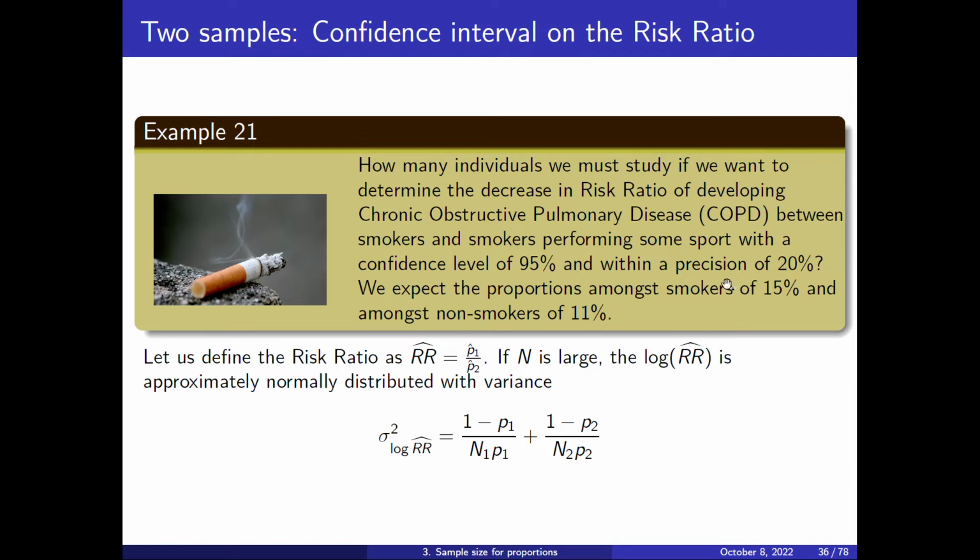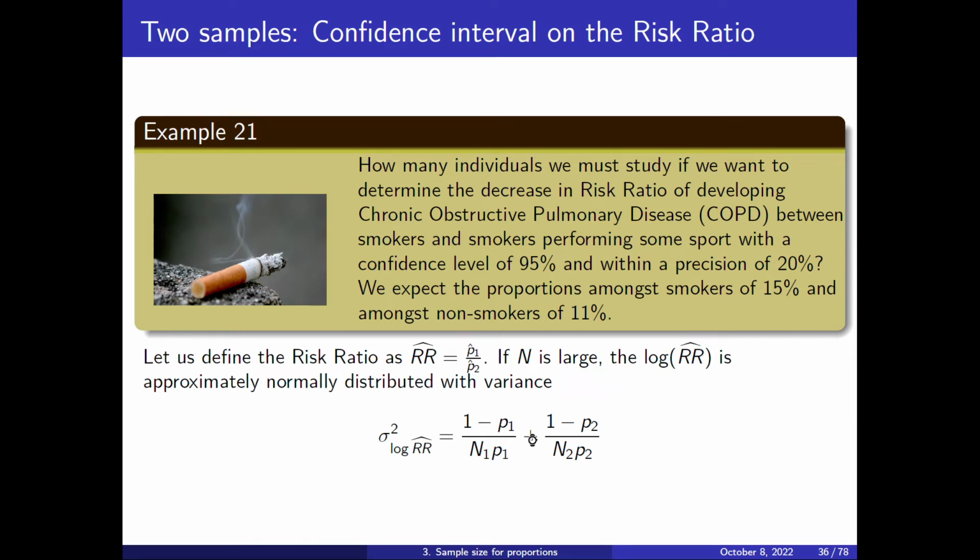And we expect the proportions of smokers and non-smokers developing COPD. It was non-smokers, right? It was smokers and smokers doing sport. We expect them to be between 15% and 11%. Okay, so the risk ratio is not normally distributed, but the logarithm is normally distributed. And this is the variance of the logarithm of the risk ratio.